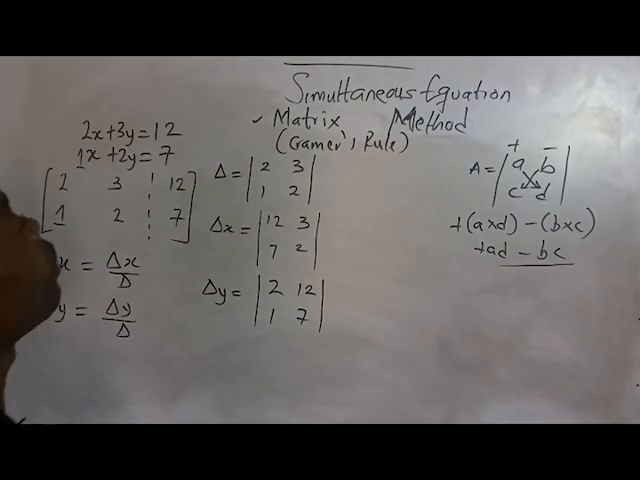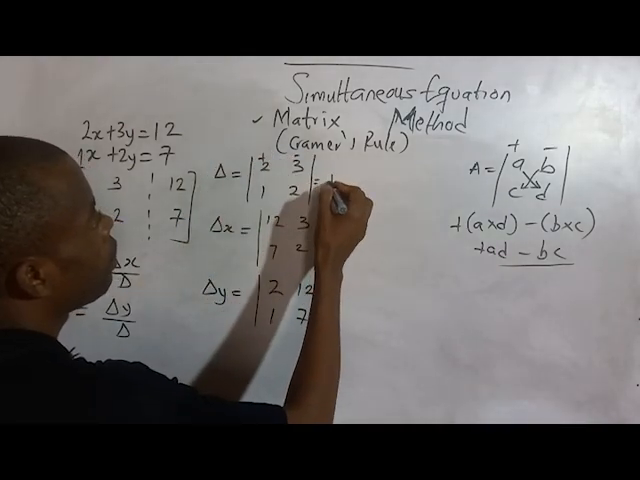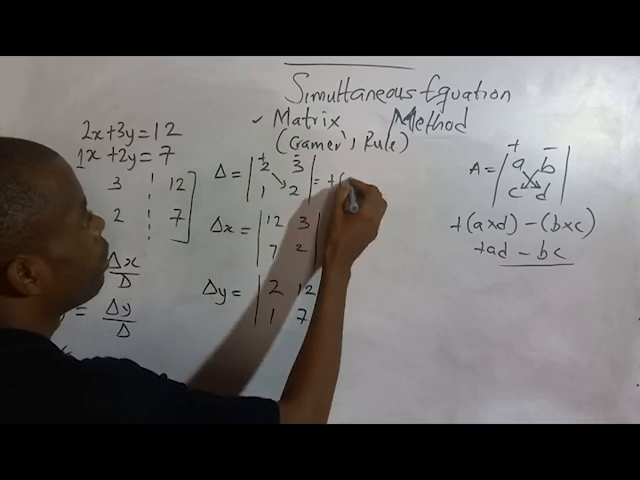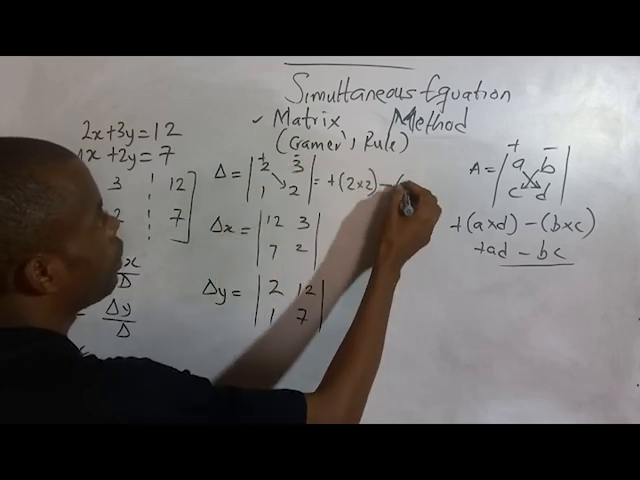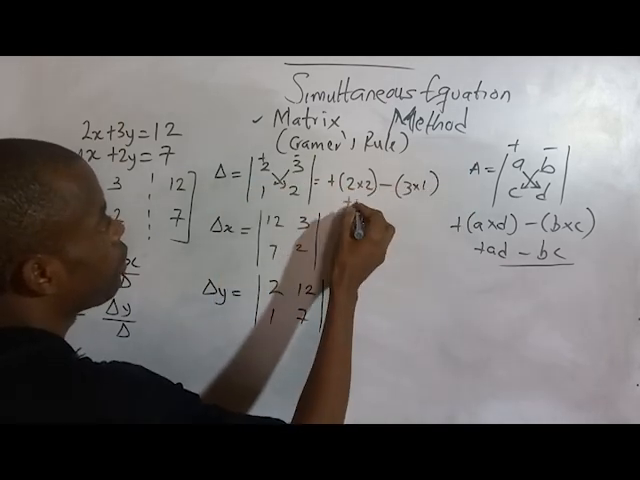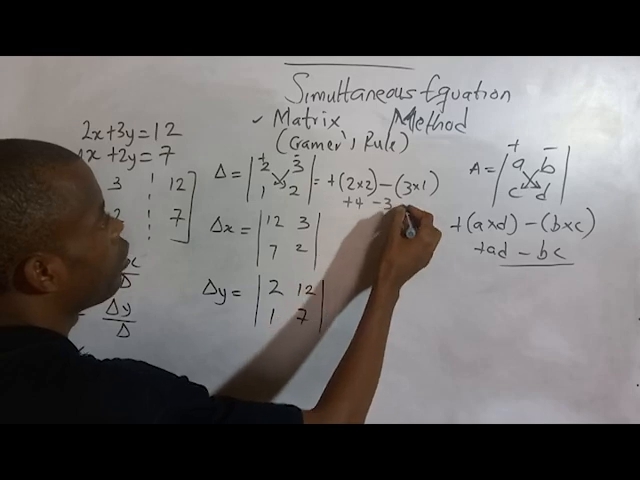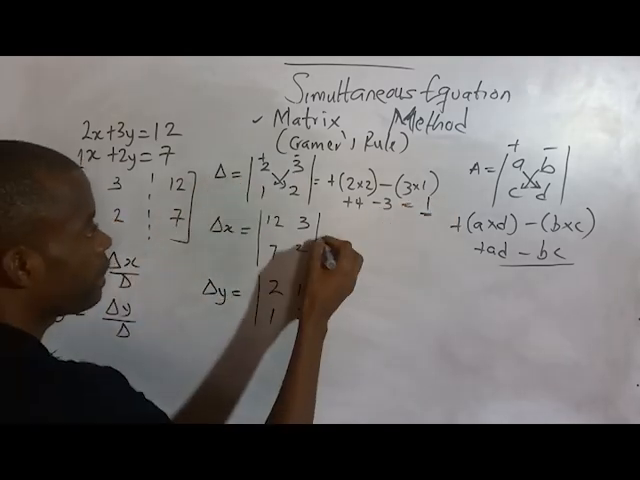So we're going to repeat that process for the equations that we have here. We have plus here, we have minus here. So we say plus 2 multiplied by 2, minus, then 3 multiplied by 1. So here we have plus 4 minus 3. So we have 1 as our answer. So delta is 1.